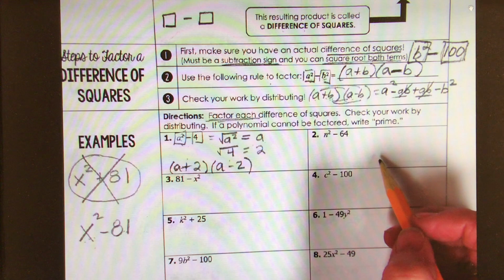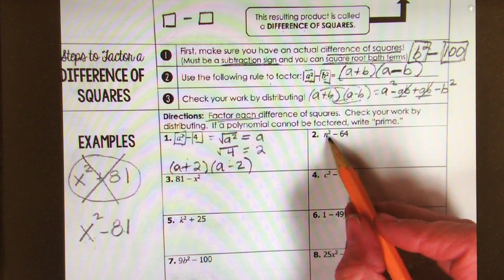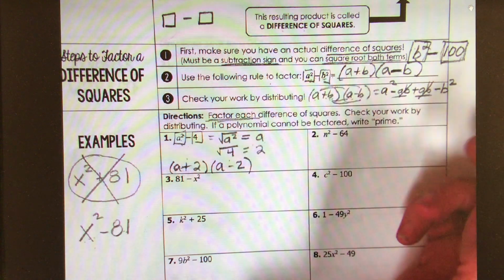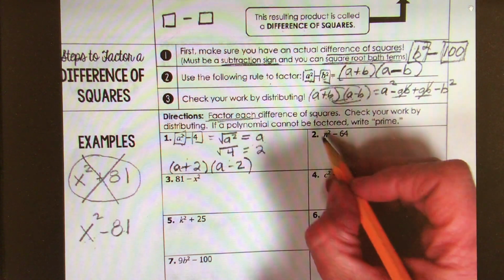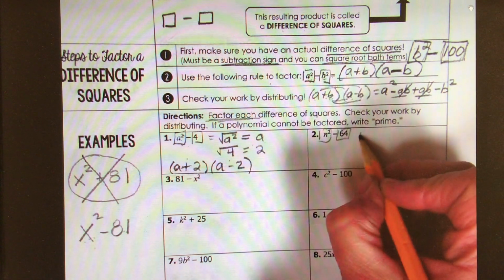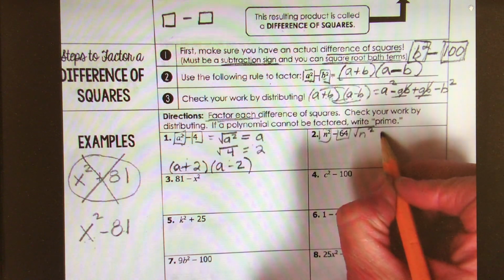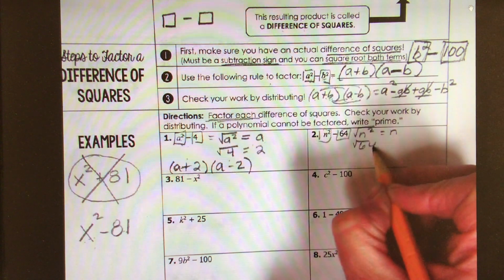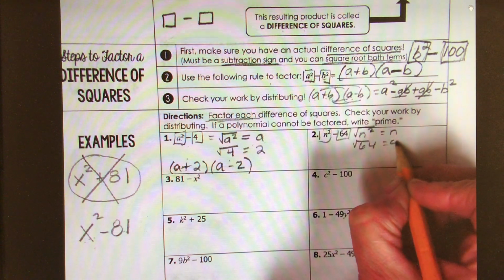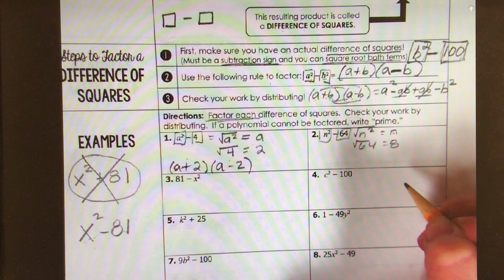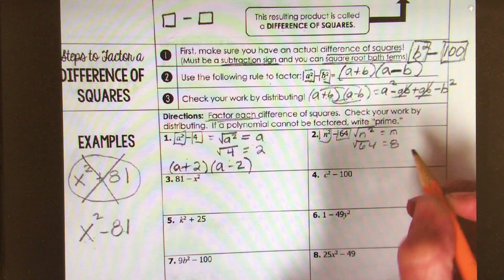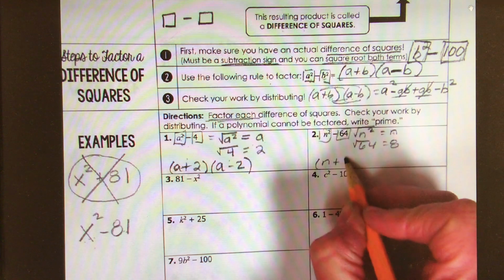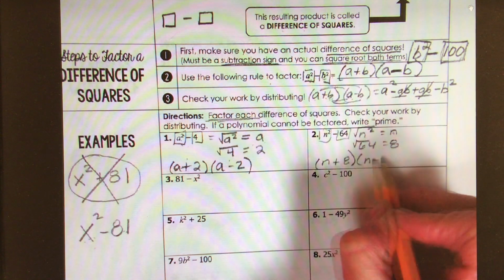So now I have n squared minus 64. You're going to see a lot of square numbers here because that's the whole point. These are both square. The square root of n squared is n, and the square root of 64 is what? Well, it should be 8. So now I have my square roots. Now I'm going to write them out. So I should have n plus 8, and then n minus 8.